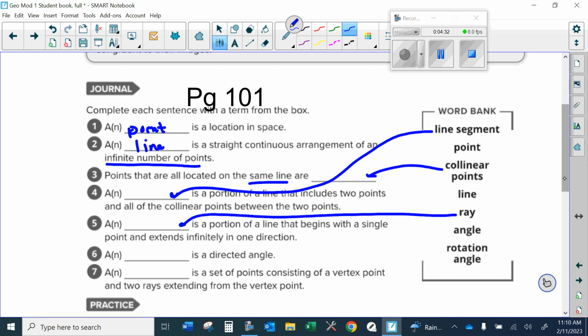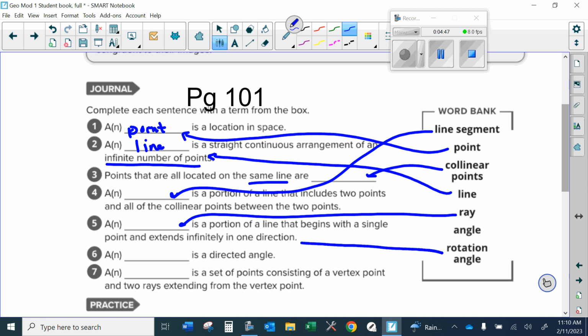A blank is a directed angle. So that's going to be already put in line. Line goes right there. Okay, and I already put in point. Point goes right there. Okay, directed angle would be a rotation angle. Directed meaning positive degrees or negative degrees. We talked about that. So that's a rotation angle. A blank is a set of points consisting of a vertex and 2 rays. That's an angle right there.